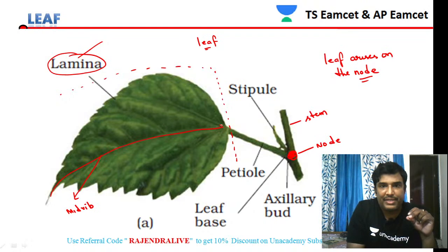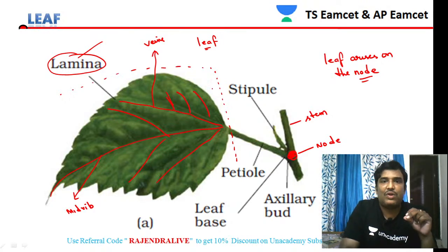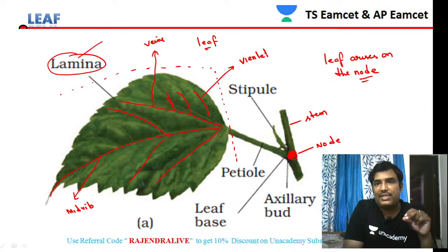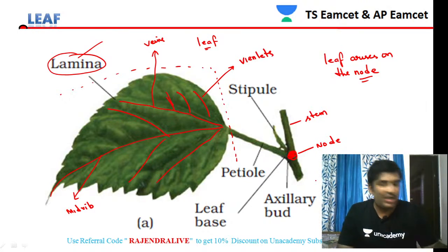From the midrib, you can see typical structures are moving out. You can find them here like this. These are called veins. And again, if you see here, there are subparts of the veins also, like this. Those are called veinlets.